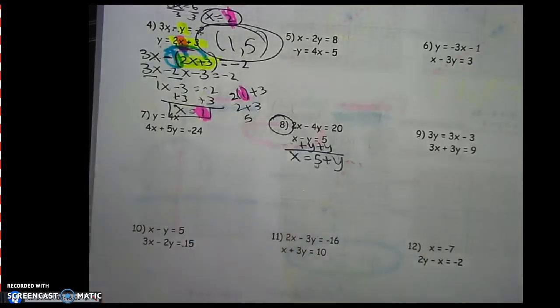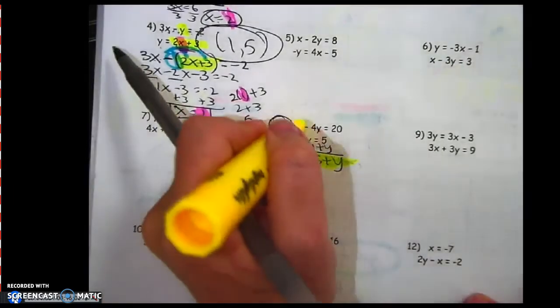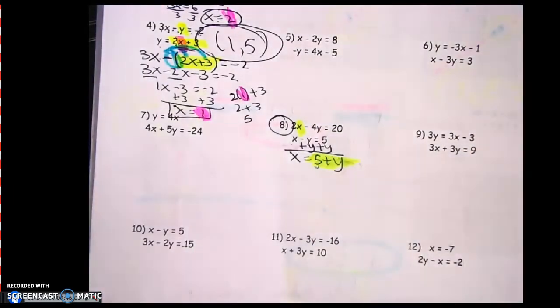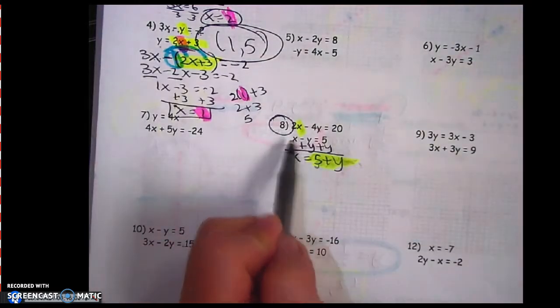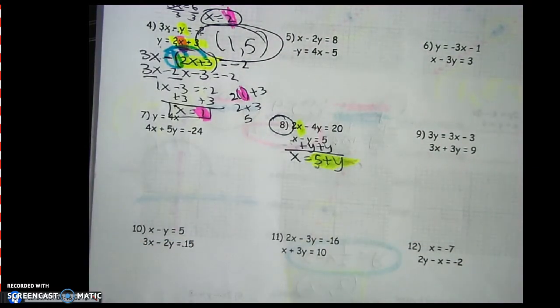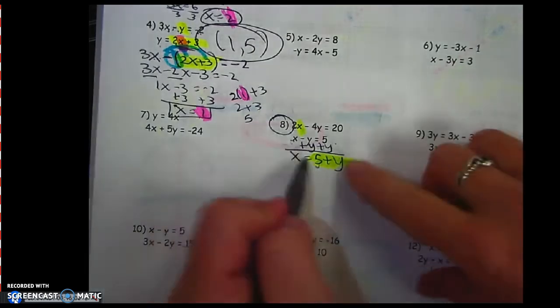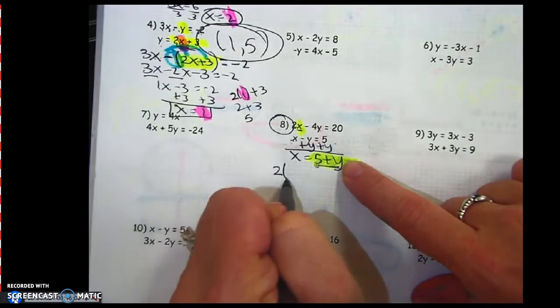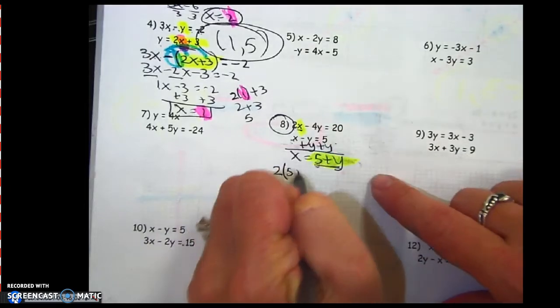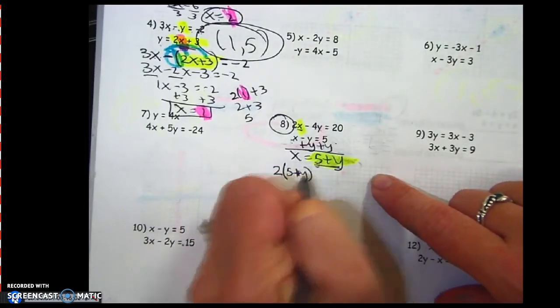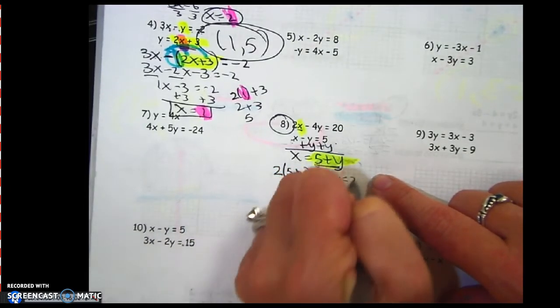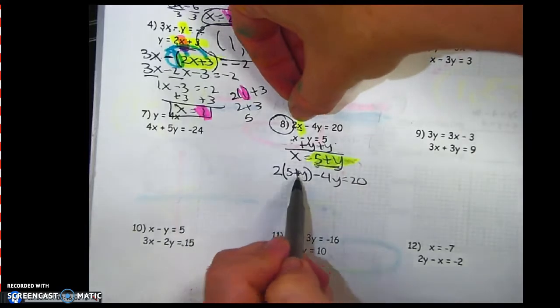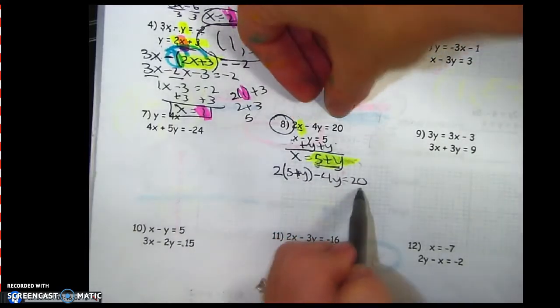So I'm going to take my x, and it goes right in there. Let me say this again. You could have gone minus x, divide by -1, and then solve for y, but that seems like more work. So I'm taking the 5 plus y, and it's going to go right in there. So I'm going to go to parentheses, my yellow, 5 plus y, minus 4y equals 20. 2, 5 plus y minus 4y equals 20.